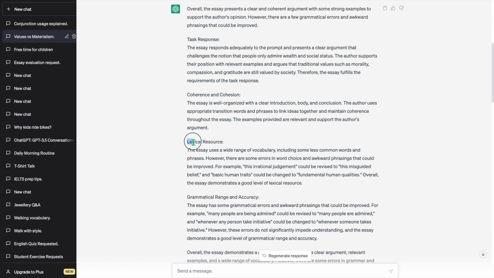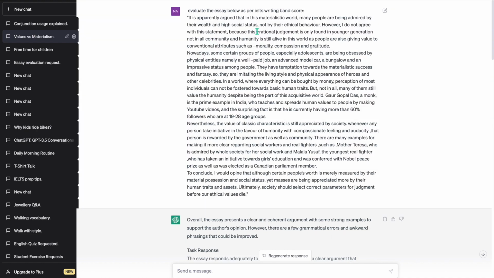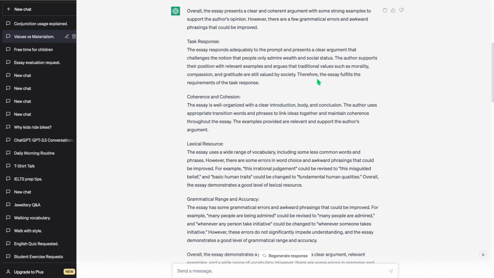And see here in lexical resources, it has given us some suggestions. Like for example, this irrational judgment could be revised to this misguided belief, or basic human traits could be changed to fundamental human qualities. See how it is improving your writing. Let's see where it is written here. So because of this irrational judgment, okay, it has given us the suggestion that instead of writing this irrational judgment, you can say this misguided belief.